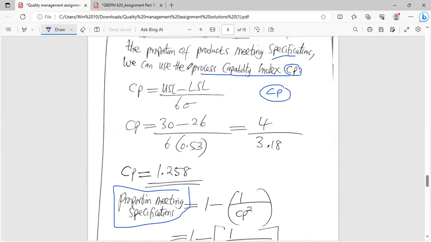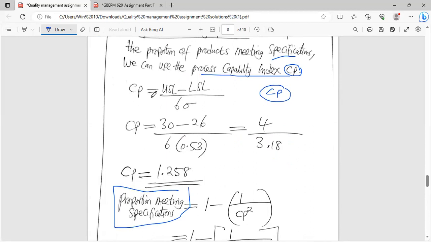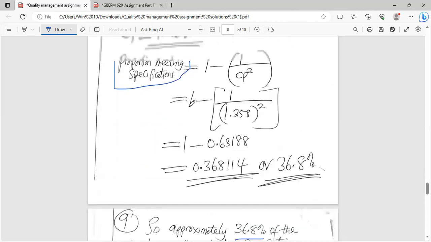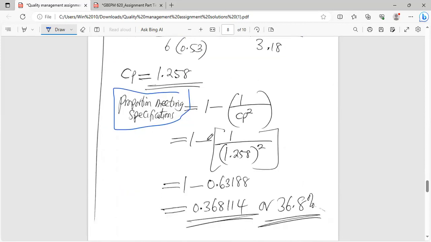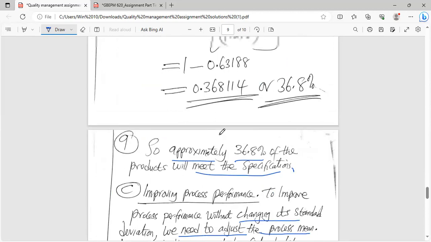So this is how this assignment came about. And when finding the proportion meeting specification, we have to find the process capability index. So this is the process capability index, Cp, which is the upper specification minus the lower specification over 6 sigma. So it's giving us 1.258. Substituting it in this formula here, the proportion meeting specifications is 1 minus that, which is 36.8%. So approximately 36.8% of the products will meet the specifications.